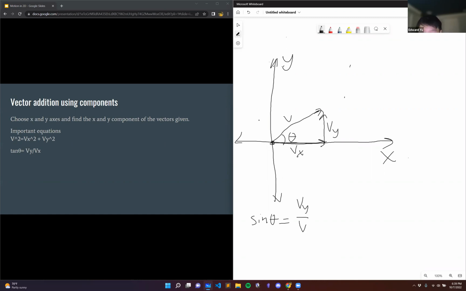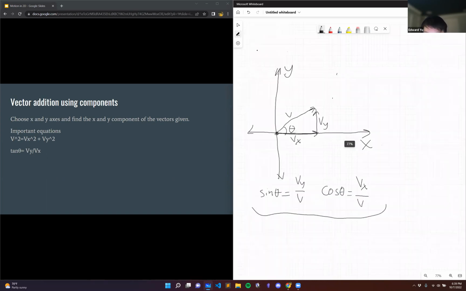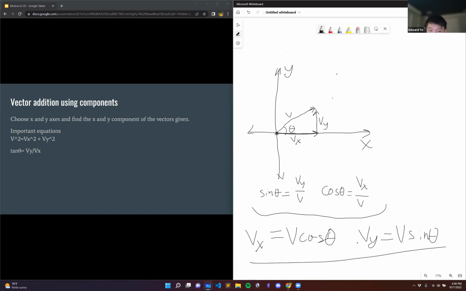And then you have cosine theta, which is adjacent over hypotenuse, which is vx over v. So you can use these two equations to find that vx is equal to v times cosine theta, and that vy is equal to v sine theta. So that's how you find the components of a vector.